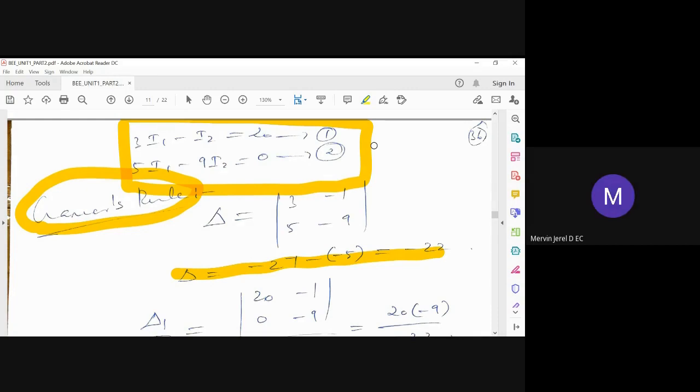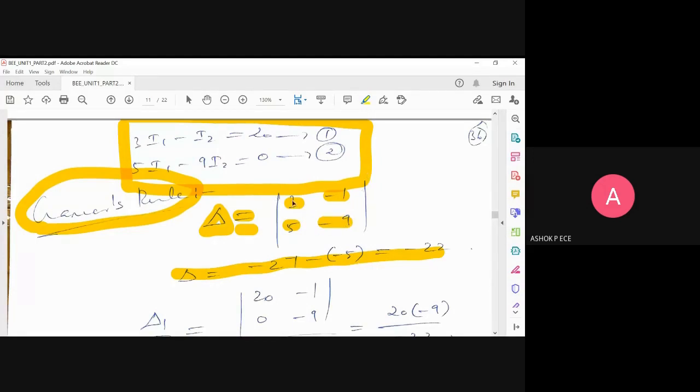Sir, I don't know Cramer's rule, sir. Okay, listen, Cramer's rule: first you will form determinant delta. You know what a determinant is, right? Yes, sir. Okay, see, the determinant is based on the equations. Whatever coefficients are there in I1 and I2, write them. The coefficient of I1 is 3, so first write 3. The coefficient of I2 is minus 1. Next row: the coefficient of I1 is 5, and the coefficient of I2 is minus 9. So this is your delta.